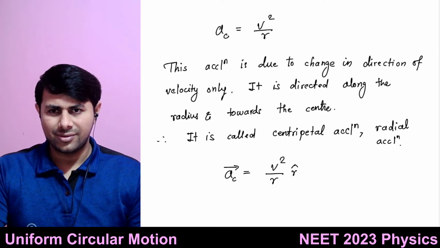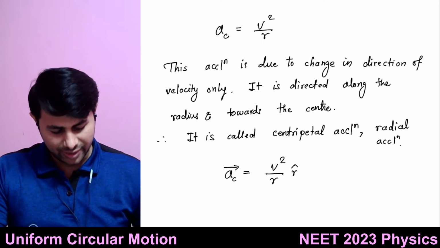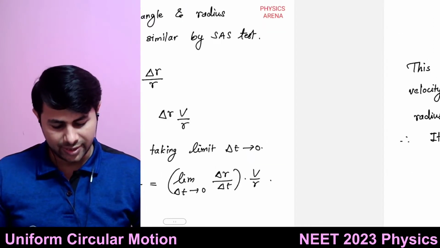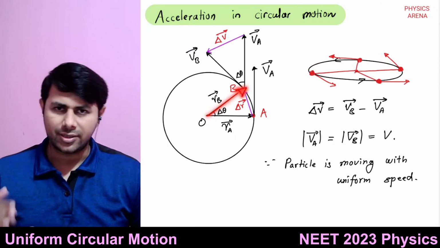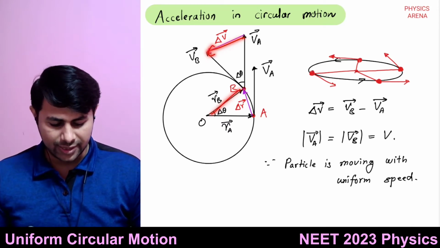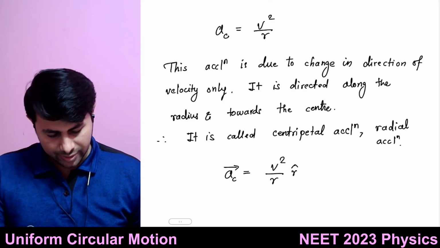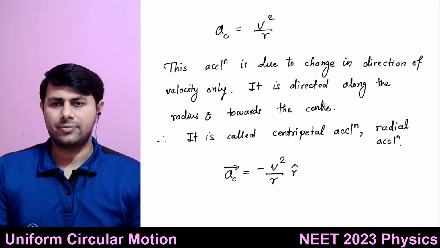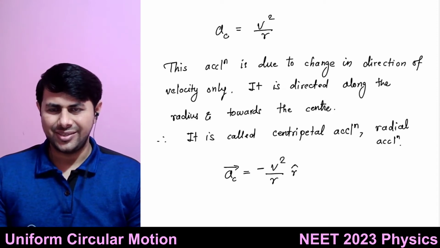There should be a negative sign. True, because the radius vector is directed away from the center. See, the radius vector is going away from the center, and the centripetal acceleration is directed along the radius and towards the center. So what should be there? There should be a negative sign. Now it is correct.